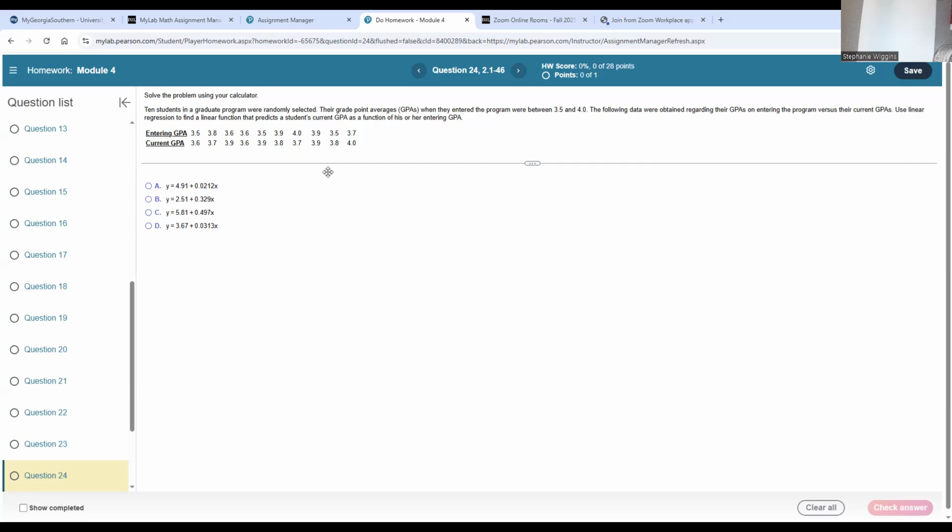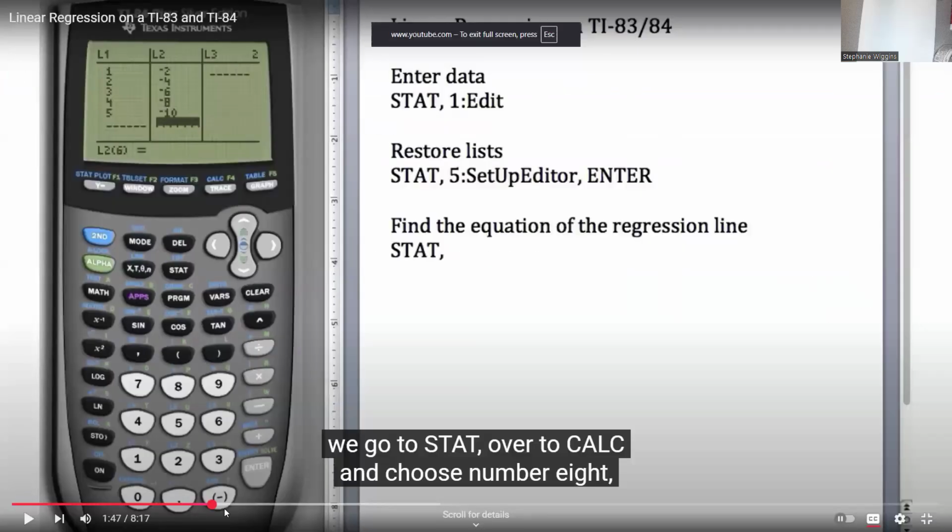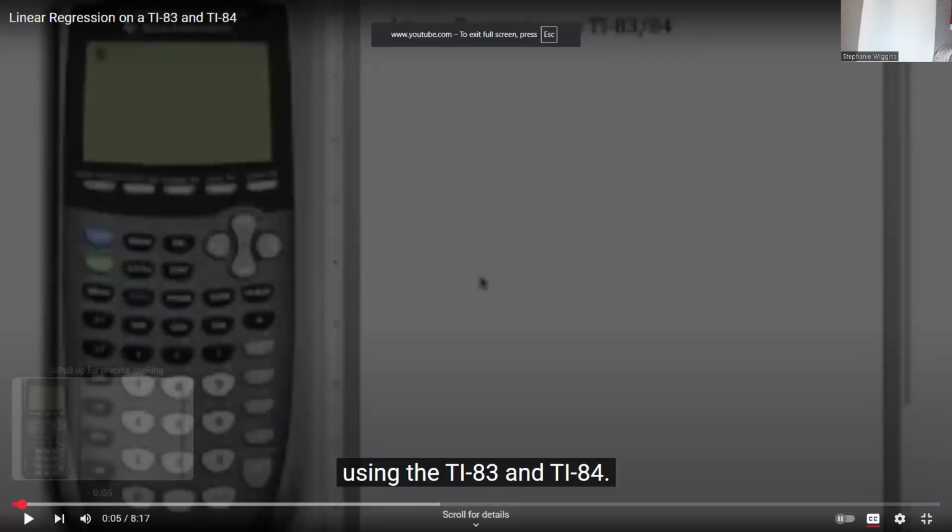Once you've determined the model, what I recommend is, and I'm going to share my screen again, we're going to go to YouTube. And I typed in linear regression TI 83, 84. You're going to put your model in, whatever model you have. You're going to type in linear regression, and then put the model of your calculator in, and it's going to bring up a video. So, for example, this video, I'll play that for a little bit.